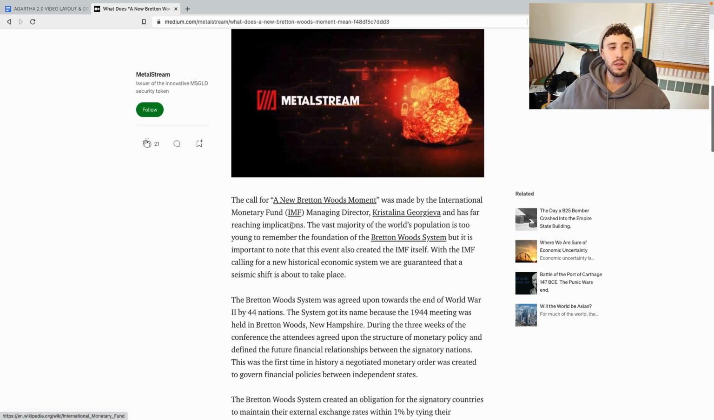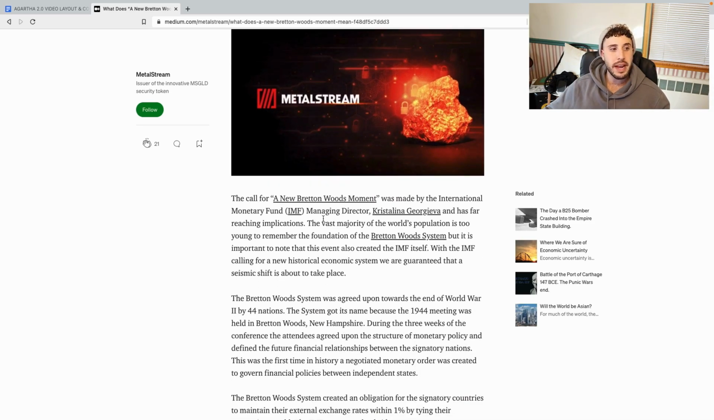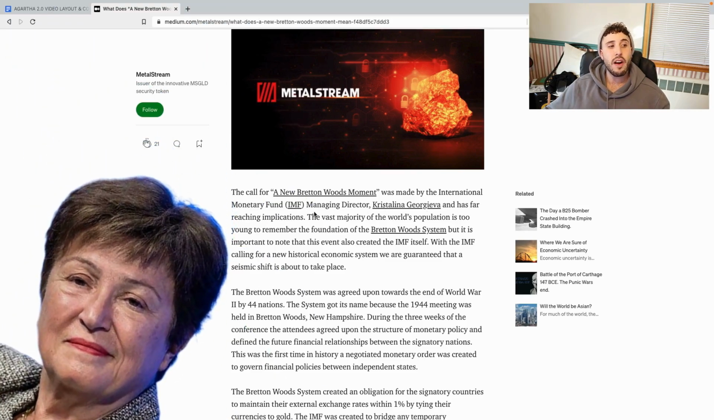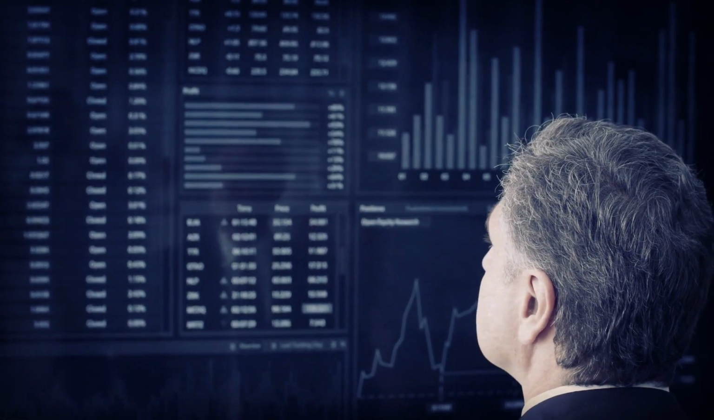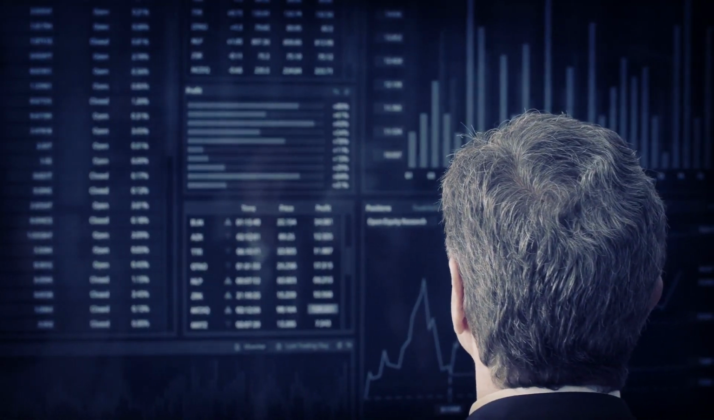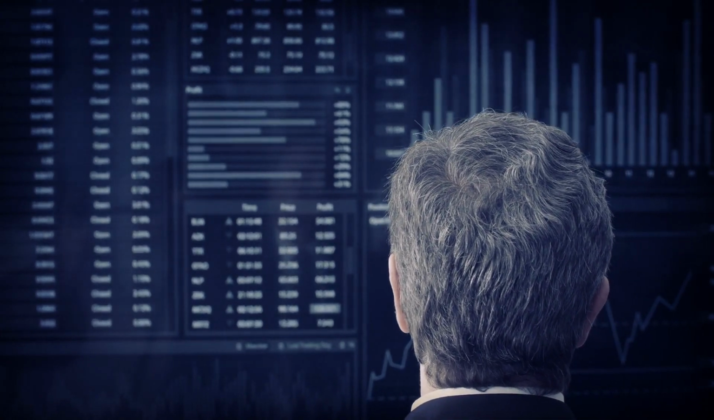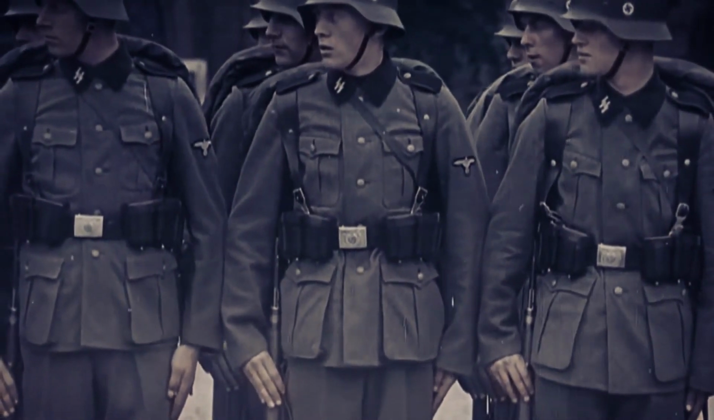So the call for a new Bretton Woods moment was made by the International Monetary Fund Managing Director, Kristalina Georgieva, and has far-reaching implications. The vast majority of the world's population is too young to remember the foundation of the Bretton Woods system, but not us, we know. It is important to note that this event also created the IMF itself. With the IMF calling for a new historical economic system, we are guaranteed that a seismic shift is about to take place.